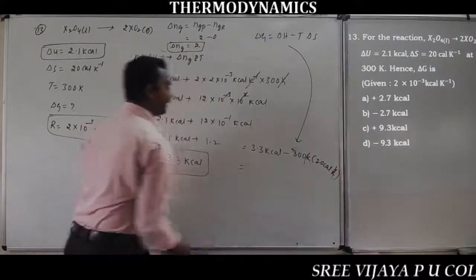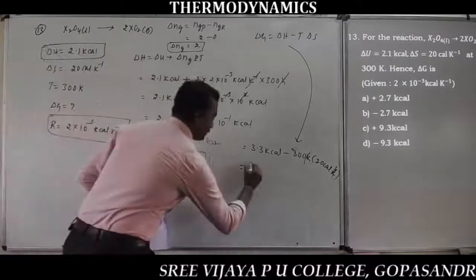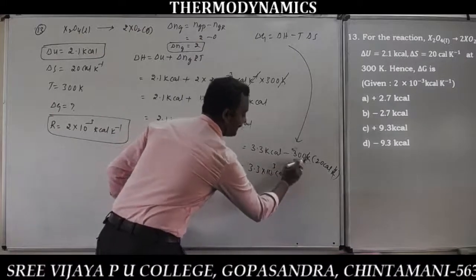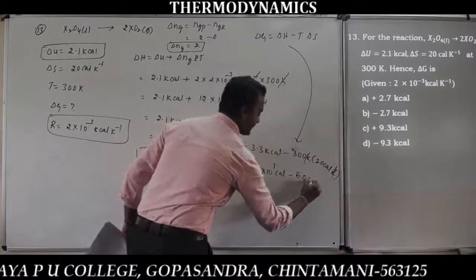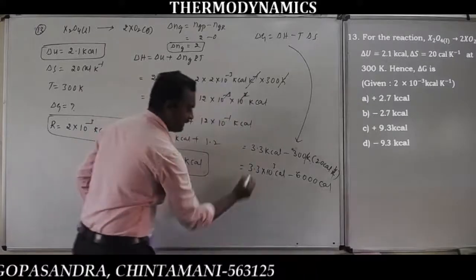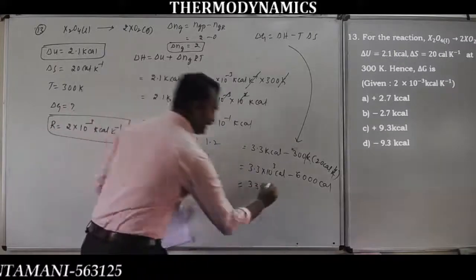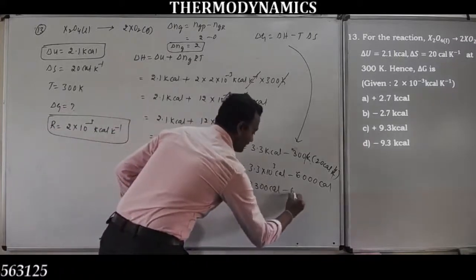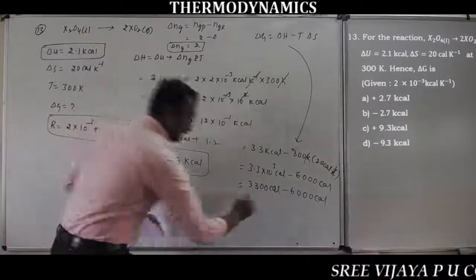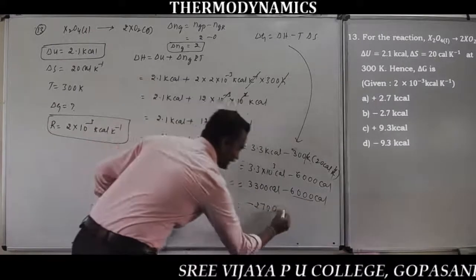That is equal to 3.3 kilocalorie. And how much? That is 3.3 into 10 power 3 calorie minus 300 into 20, that is 6000 calorie. So observe, here it is calorie and here also calorie. So 3.3 into 10 power 3 means 3300 calorie minus 6000 calorie. So that is equal to how much? 2700. The value is larger for the second term, so it will be taken as minus, and this is calorie.